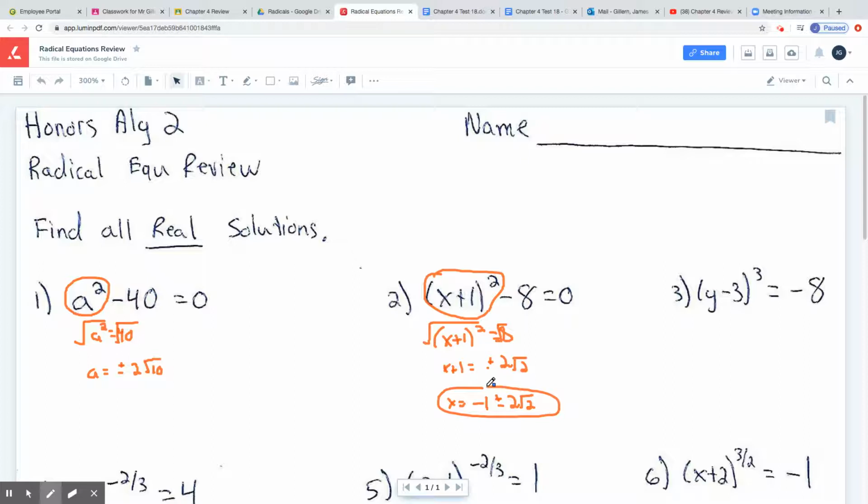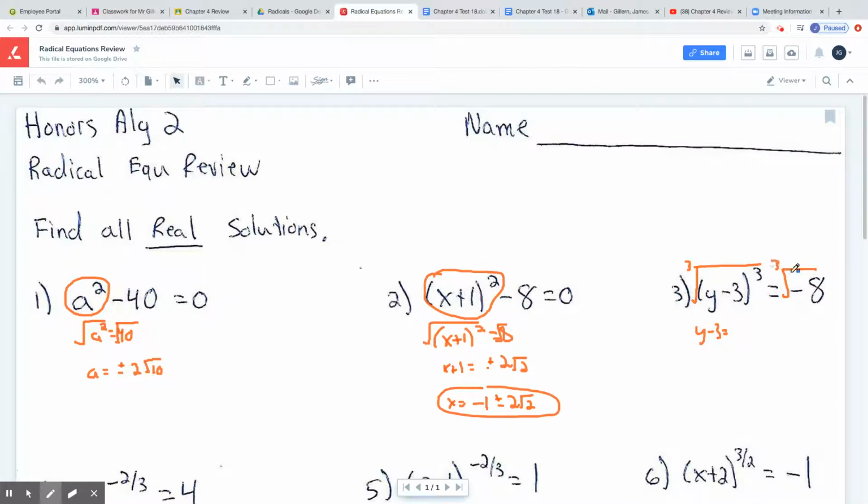All right, 3. We don't have to get it by itself. It's already by itself. So we take the cube root of both sides, and it is the cube root of negative 8. So this is y minus 3. Since it is the cube root, you do not have to do a plus or a minus. You might say, oh wait, there's a negative in there. It's okay because it's an odd root.